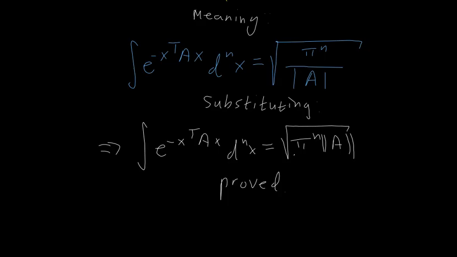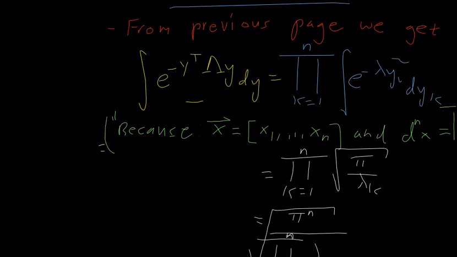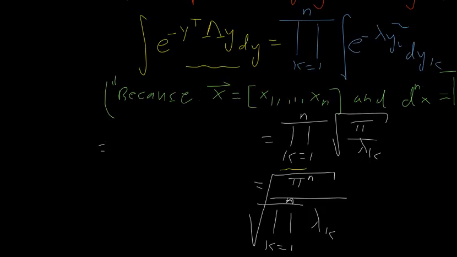Now, I'm going to explain where this is coming from. Since x is a row vector, x1 to xn, and dnx, right? And the differential is equal to the pi notation from i equals 1 to n of dxi, right? I'm just substituting this information here, and that's why we're getting this pi from k equals 1 to n times the square root of little pi over lambda k.